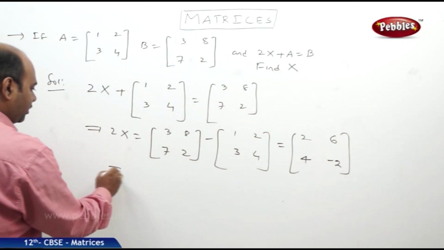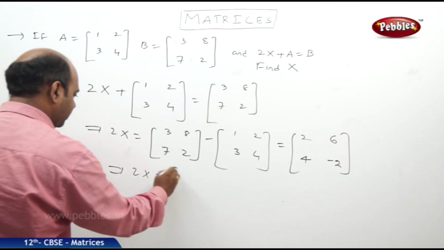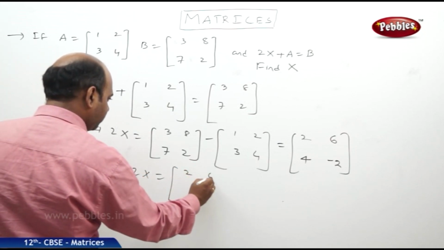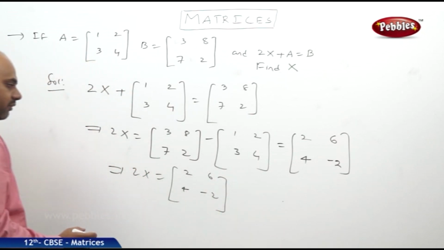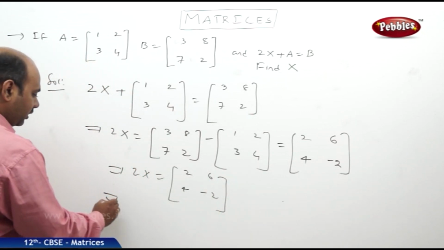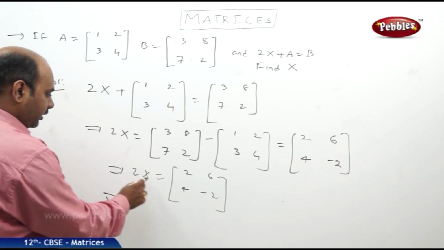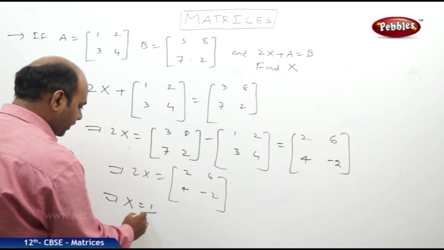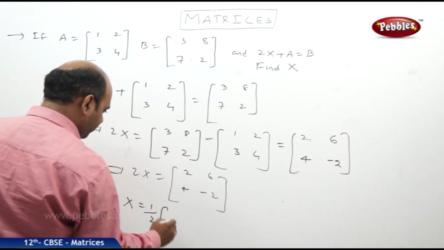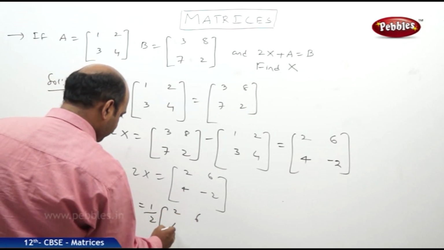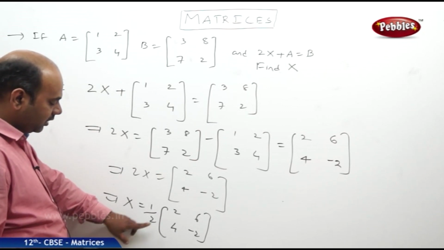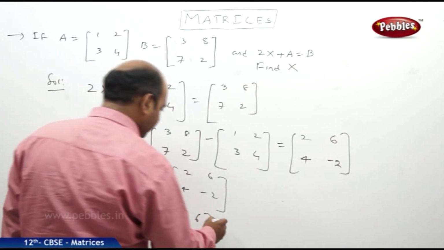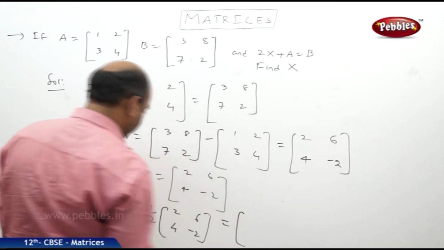So finally what I got means 2x is equal to [2, 6, 4, -2] minus 2. But I want the value of x only, no? As I want the value of x, I need to divide by 2. That means x is equal to 1 by 2 of [2, 6, 4, -2]. That means 1 by 2 is a scalar.